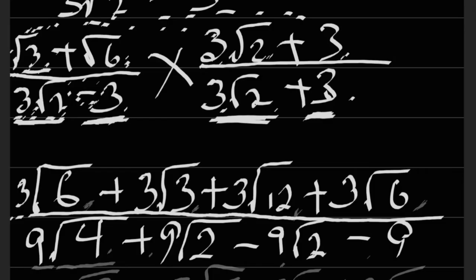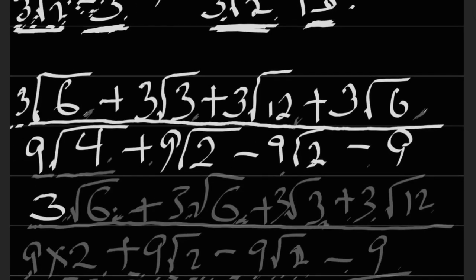Let's move on. So you can see in the numerator, this number and this number are like terms. I can bring them close to each other. 3 root 6 plus 3 root 6. They are like terms. That is why I brought them closer.